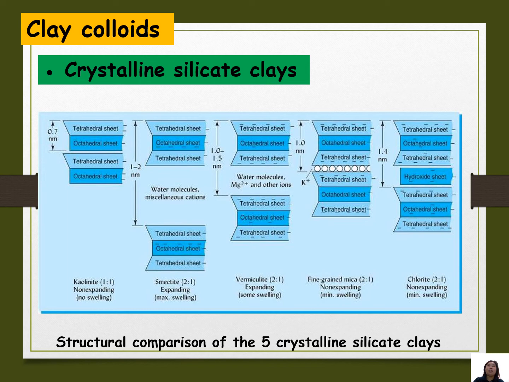Vermiculite, just like smectite, is also 2:1, with limited expansion because of the magnesium cation present in the interlayer space, which acts as a relatively binding agent. For the fine-grained mica or illite, this is also a 2:1 non-expanding type because of the potassium cations present in the interlayer space. And the last one we have is the chlorite, the 2:1 silicate clay. This has a hydroxide sheet in its interlayer space.